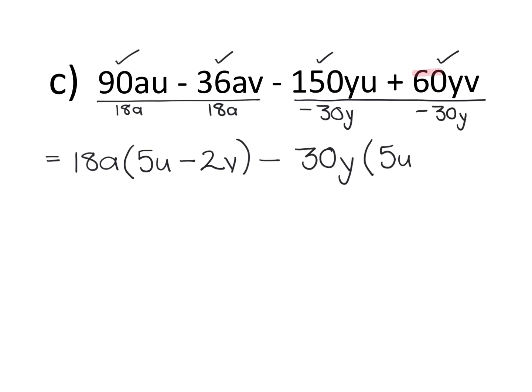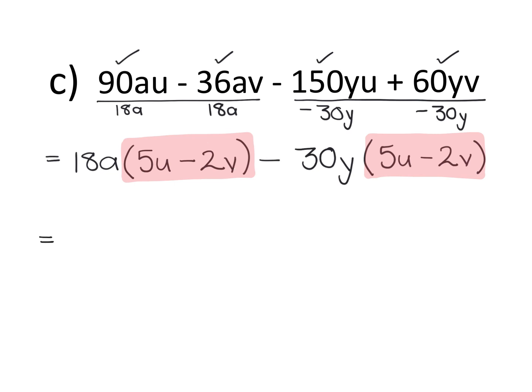So positive 60 divided by negative 30. That's going to be negative 2. And next one we have y divided by y. Again is 1. You don't have to write that beside the 2. But because there's a v by itself, you have to write that down. Okay, close the bracket.